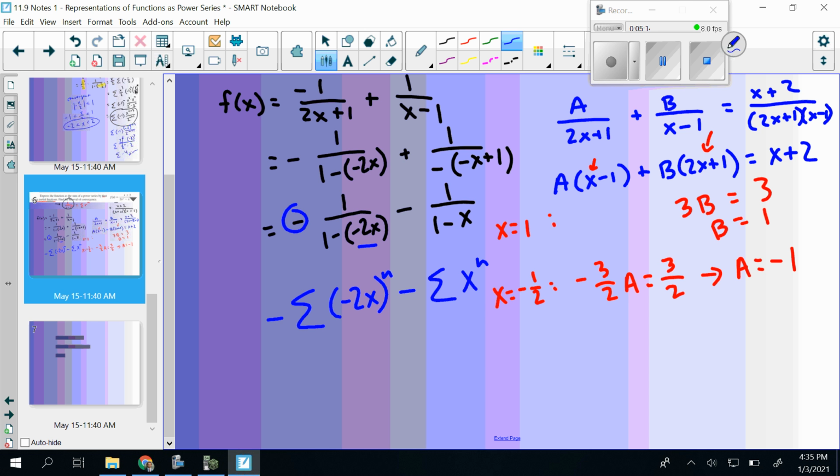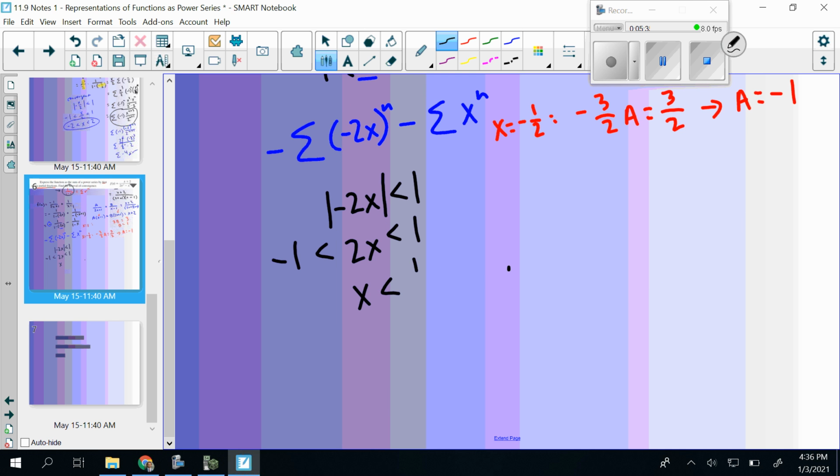So our interval of convergence here for this first one would be when the absolute value of negative 2x is less than 1. That means that 2x would be less than 1 or greater than negative 1. And if we divided by 2, that means x is going to be less than a half or greater than negative 1/2. Our other one here, this one's a little bit easier in that here we're just going to get that x is less than 1 or greater than negative 1. So, because here we just got x being less than 1.